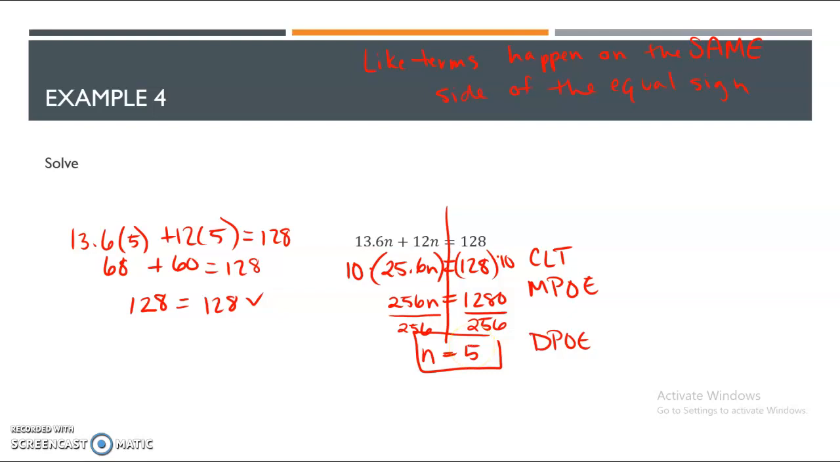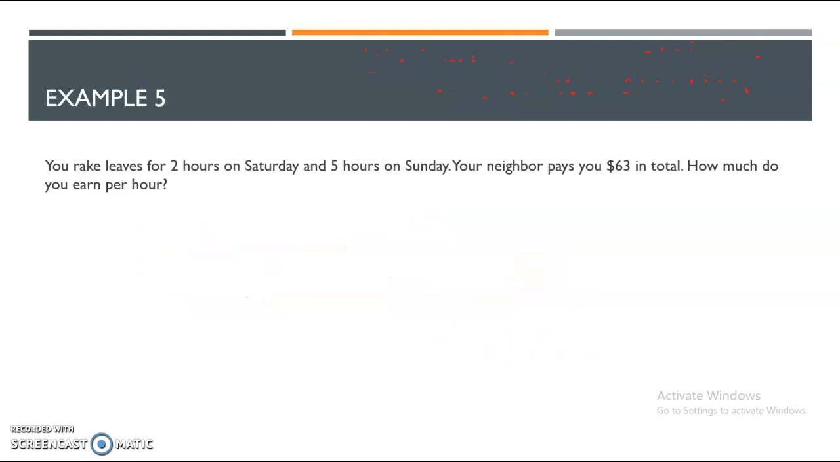And again, we can only combine like terms when they are on the same side of the equal sign. And we'll get to a point where they're not, and that's why I keep stressing that. All right, last example for this lesson. You rake leaves for 2 hours on Saturday and 5 hours on Sunday. Your neighbor pays you $63 in total. How much do you earn each hour?